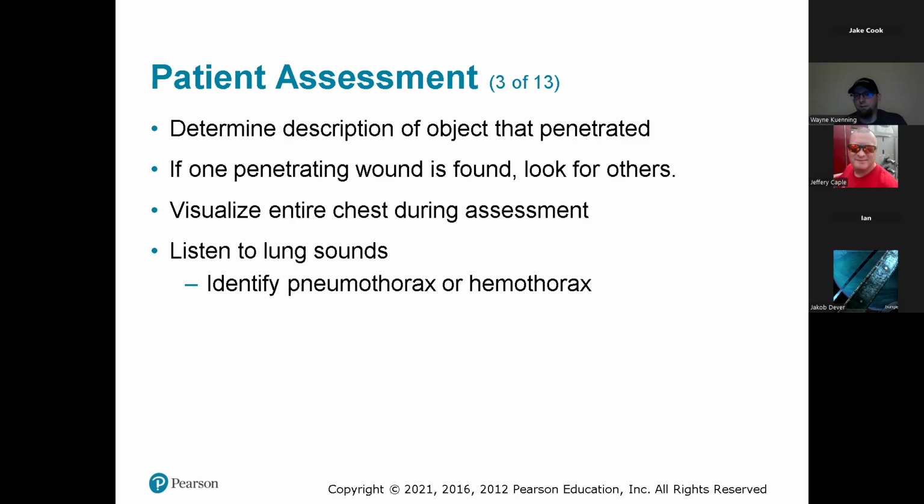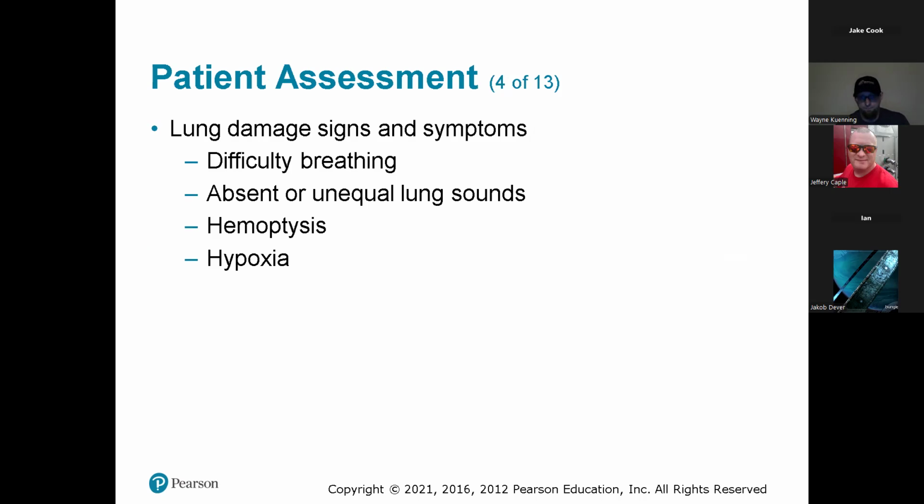In the description of an object that penetrated, obviously it was a gun, it was a bullet. If one penetrating wound is found, look for others. Visualize the entire chest, front and back, and listen to lung sounds. Lung sounds on a healthy patient are hard to determine whether they're diminished or absent because of the echo in the chest cavity. Lung damage signs and symptoms are difficulty breathing, absent or unequal lung sounds, hemoptysis, or hypoxia. Does anybody know what hemoptysis is?